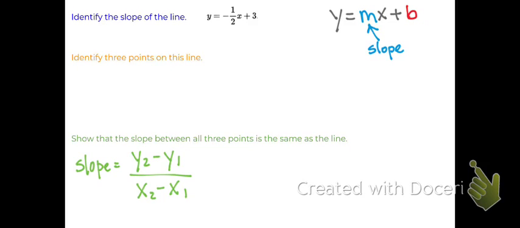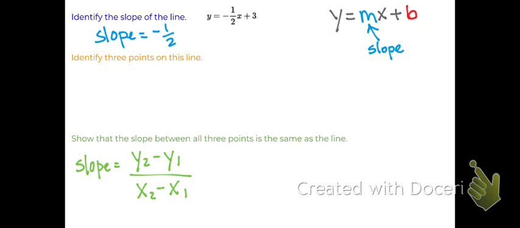Here we're going to answer this three-part question. First it says identify the slope of the line. So since this is in slope-intercept form, we know that the slope is the number in front of the x, the number multiplied by x. So in this case, the slope is -1/2.